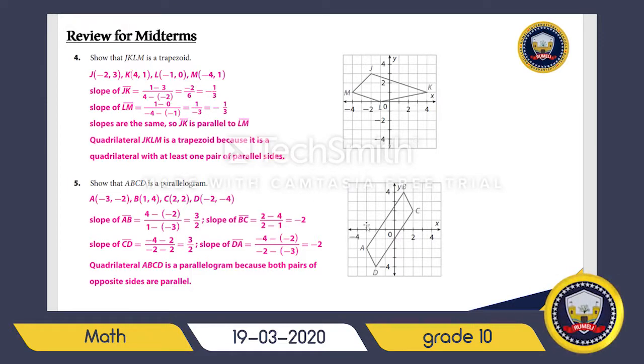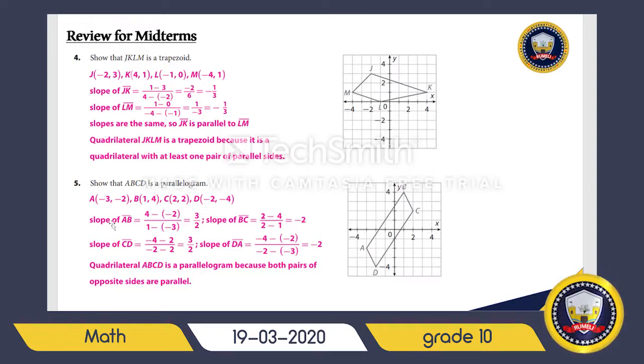Now, activity 5. Show that ABCD is a parallelogram. What is the definition for the parallelogram? I should prove that AB is parallel to DC and AD is parallel to BC. How again? By using the slope. So I'm going to find the slope for AB, BC, CD, and DA.